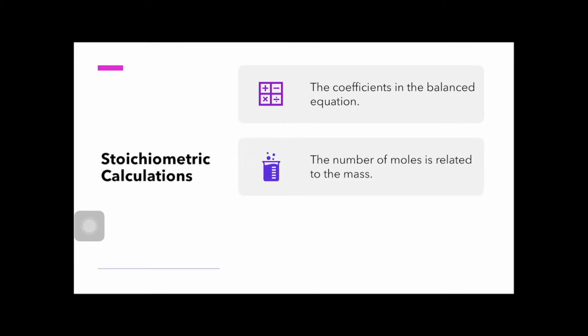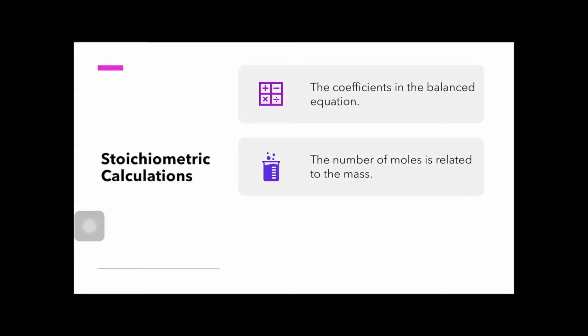In stoichiometric calculations, we have to keep in mind that there are the coefficients in the balanced equation. These coefficients should always be correct so that we can perform the stoichiometric calculations accurately. And we have to remember that the number of moles is related to the mass of a compound.